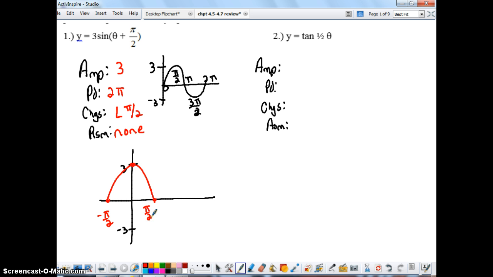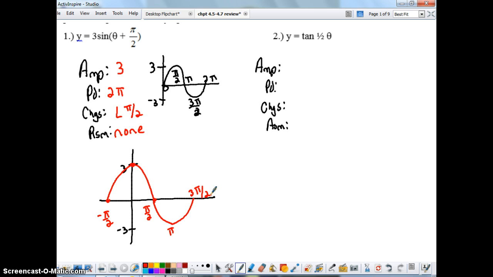And then we have to draw in the valley. So 3 pi over 2 minus pi over 2 gives me pi down at the bottom. And it comes back up. 2 pi minus pi over 2 is going to give me 3 pi over 2. All right, so that is the graph for number 1.